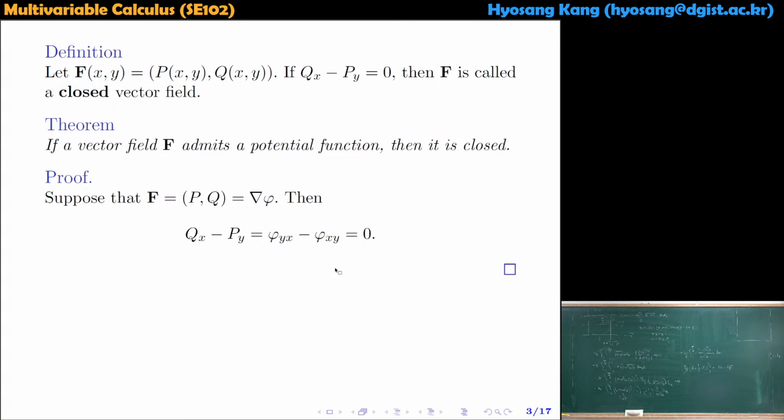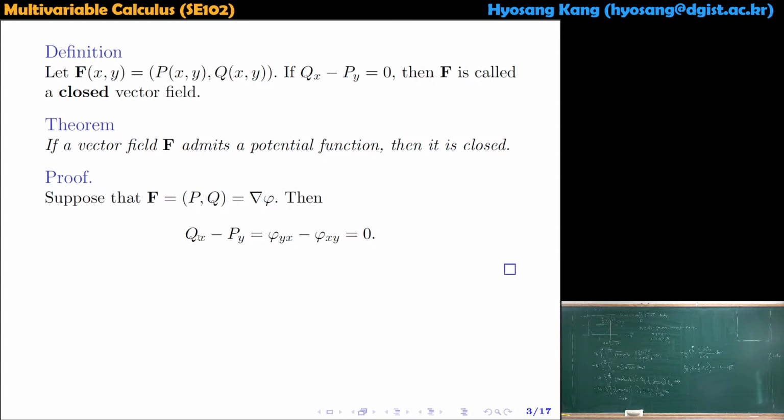Now, the theorem says if the vector field admits a potential function, then it is closed. Admit means that there is a potential function for this vector field. So the proof is very simple. If you have a vector field and there is a potential function, then we have P, Q equal to the gradient vector field of phi. Then we take Q_x, which is phi_yx, because Q must be phi_y.